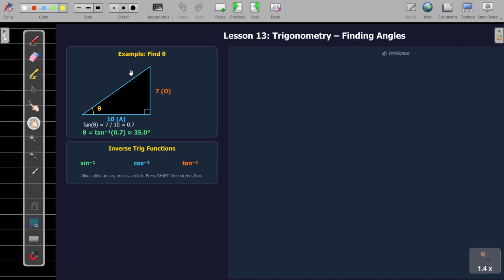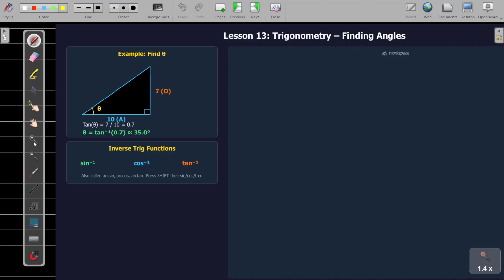My name is Victor and today we're going to be learning about trigonometry, more specifically finding missing angles. We used trigonometry to find missing sides in the last lesson, but what if we know the sides and want to find the angle theta itself? So today we use inverse trigonometry to unlock that angle.